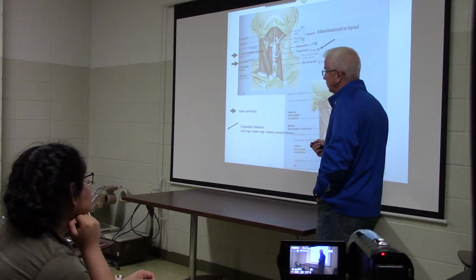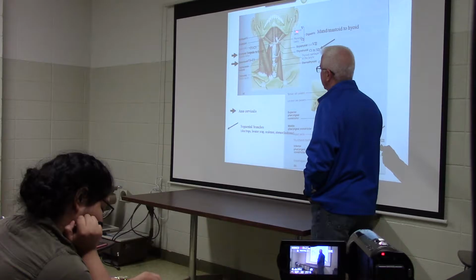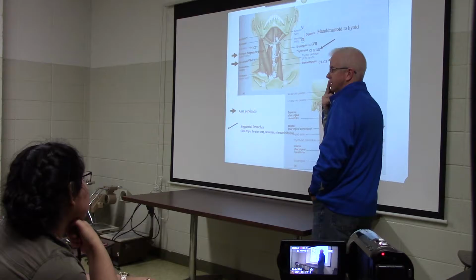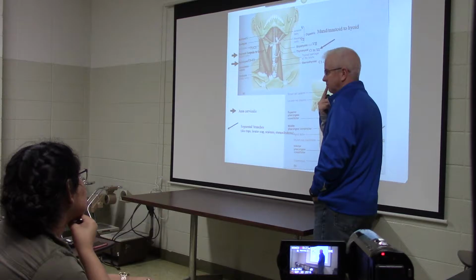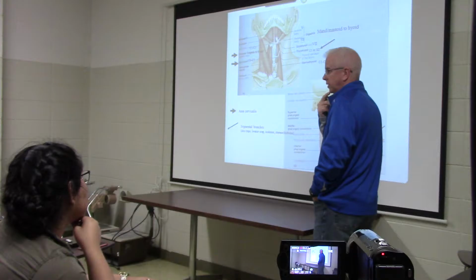Now, before we do the new stuff, let's do the old stuff. The anterior belly of the digastric muscle is innervated by cranial nerve 5. Which branch? The mandibular branch. That's the same branch that went to the temporalis and the lateral and medial pterygoids. Remember that? And the masseter. Those muscles are all innervated, as is this one, the anterior belly. So you've seen that one time before.